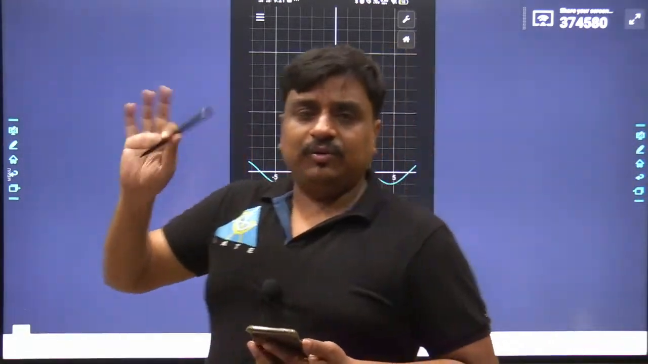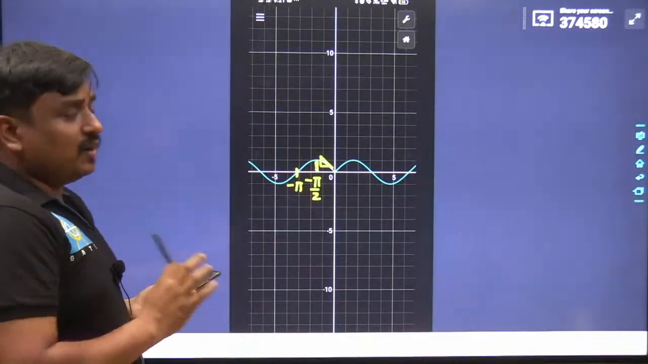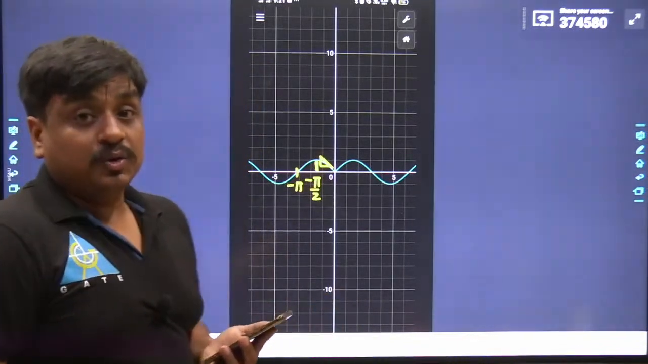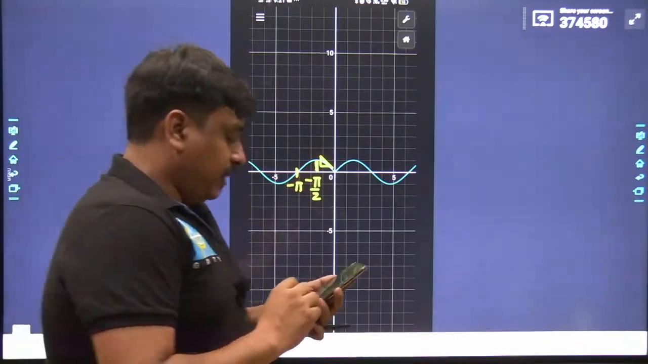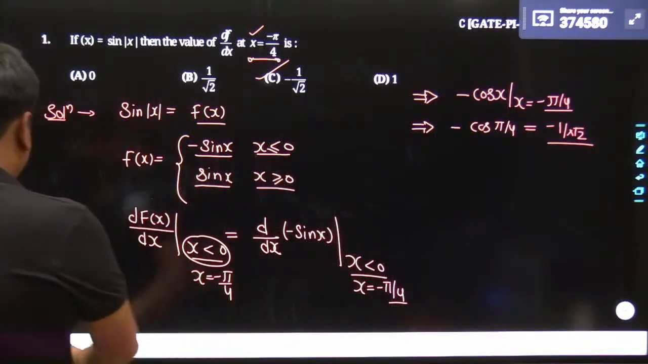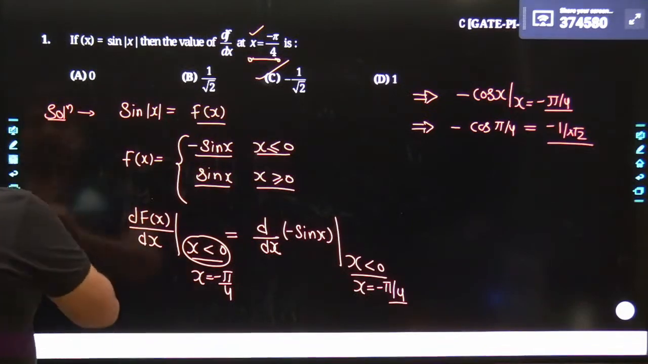Agreeing? So I would request each one of you, if you are able to understand what has happened graphically, you must say, okay sir, okay sir. So I will have a fair idea that you are going to digest the concept with the help of the graphical method also. Anyways, let me come back to the next question.